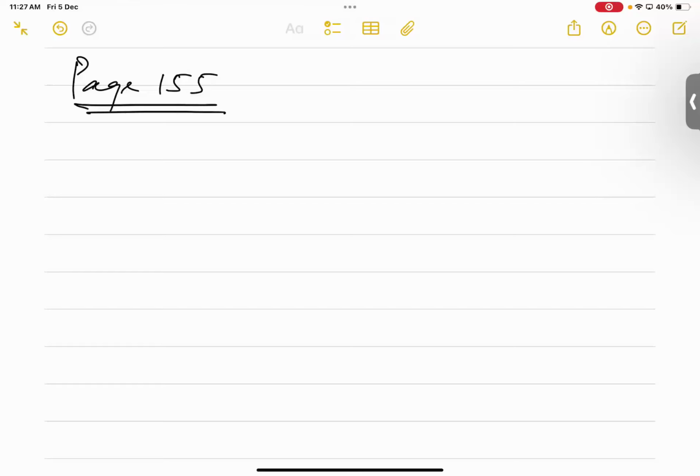Let's go to question number 4. The PMF. PMF means probability mass function. It is also called as probability density function, one and the same thing. So they have given something like this.